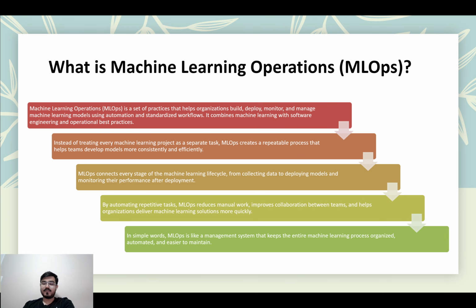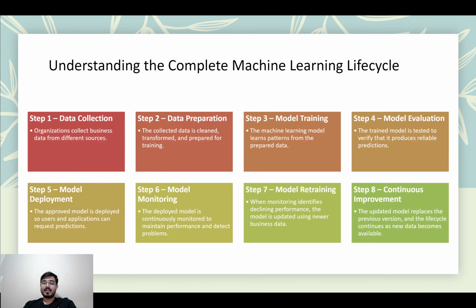Another important benefit of MLOps is automation. Instead of repeating the same manual task every time a model is updated, many of those tasks can happen automatically. This saves time, reduces mistakes, and allows teams to focus on improving their machine learning models instead of repeating routine work. Let's move to the next slide.